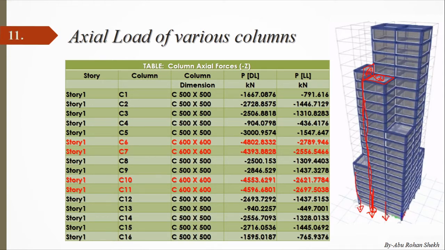For this column, we also get some load. From this column, we also get some load. From this column, we also get some load. So in this structure, we have 16 columns. Here we can see the C16 column, having some varying dimension, and the axial load which comes due to the dead load is listed on this column, and the axial load which comes due to the live load is listed on this column.